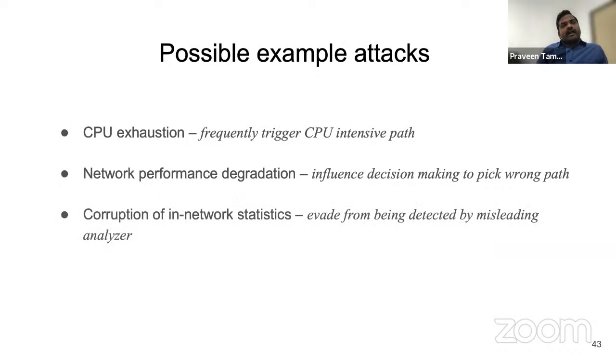An adversary who is sending malicious traffic could corrupt in-network data structures, like compact data structures such as Bloom filters or sketches, which are mainly used for different network management purposes, be it network monitoring, security, or traffic engineering. And that could lead to bad QoS or avoid being detected by some of the intrusion detection systems.